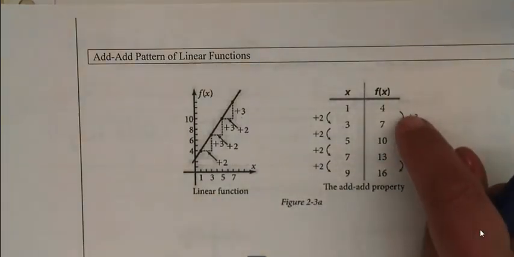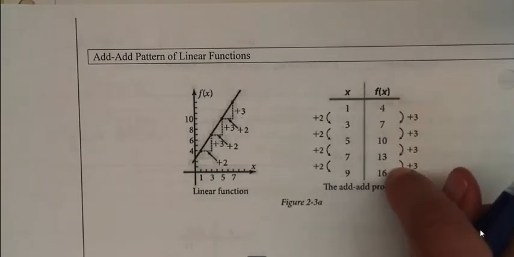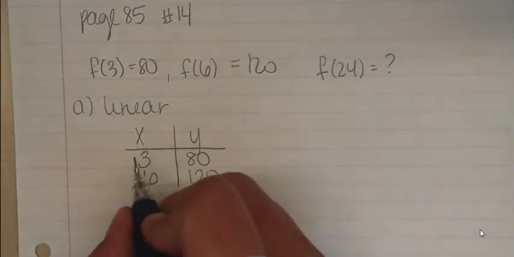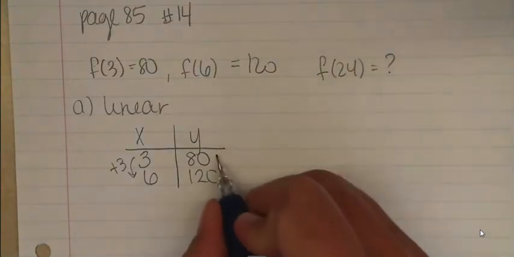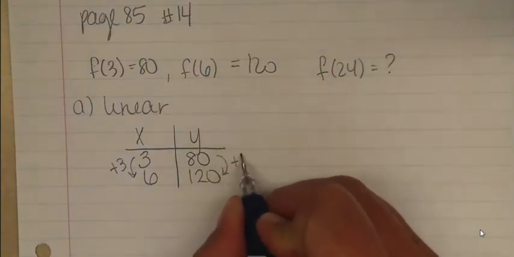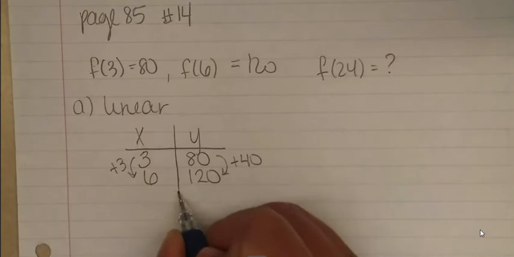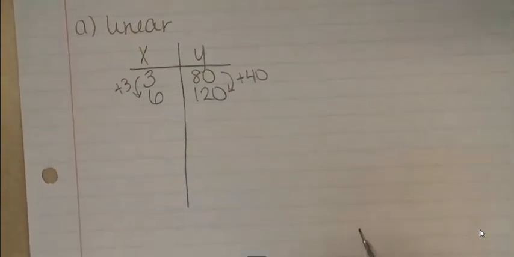And if I am, then am I also adding some other value, some other constant to my y values to get the next one? So let's see. It looks here like to get from 3 to 6, I'm adding 3. And to get from 80 to 120, I'm adding 40. So I'm going to continue this pattern going. That's how I'm going to do this.